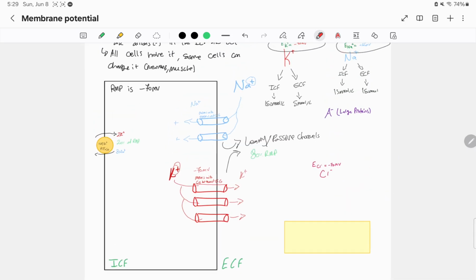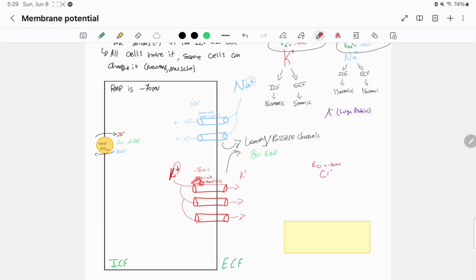Great. So that is how we generate the resting membrane potential. 20% contribution from the sodium-potassium ATPase, because every time it makes the cell just a little bit more negative. But also the main thing that it does is that it establishes a concentration gradient so that these leaky channels can use it to bring the cell to resting membrane potential.